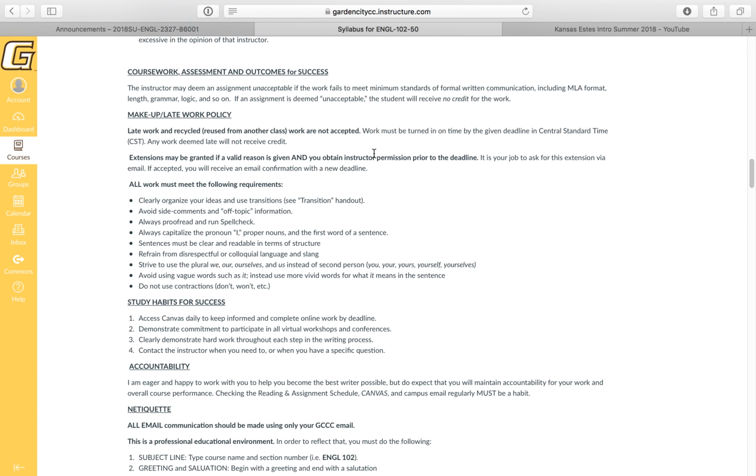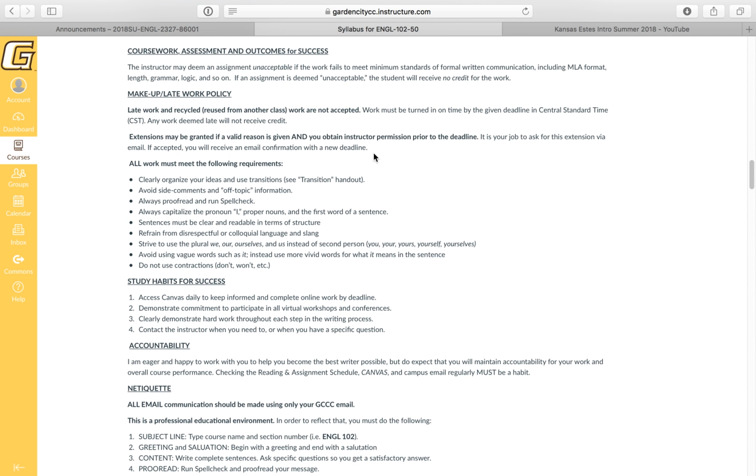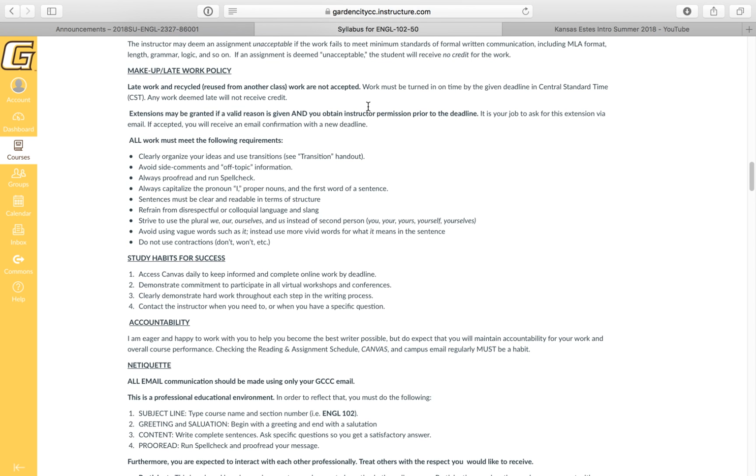There is one assignment that is due in the middle of a week, but other than that, everything is due on a Sunday night at midnight to give you guys plenty of time to work as you need. So if you need an extension, it is something that can be given, but it must be given for a valid reason, and it must be done well in advance of the deadline. If you email me after something is due and ask me for an extension, it's not going to work.